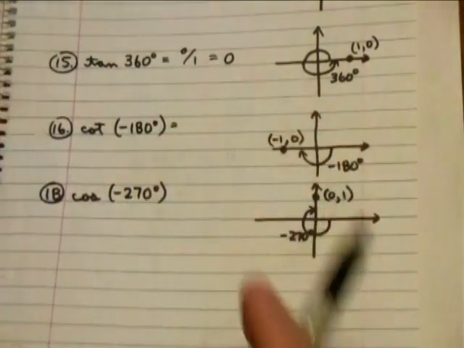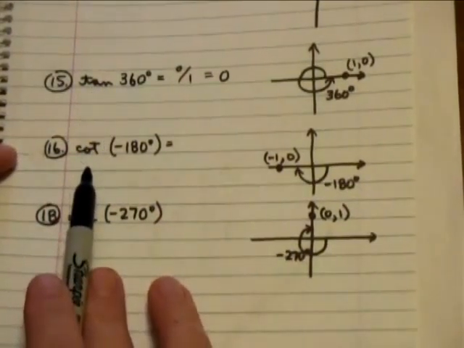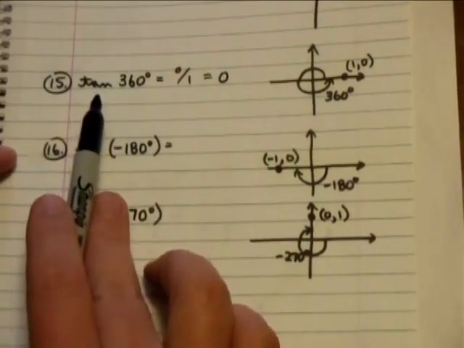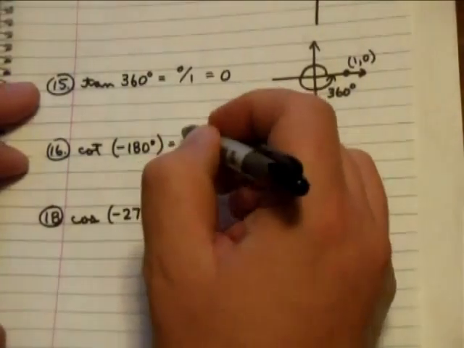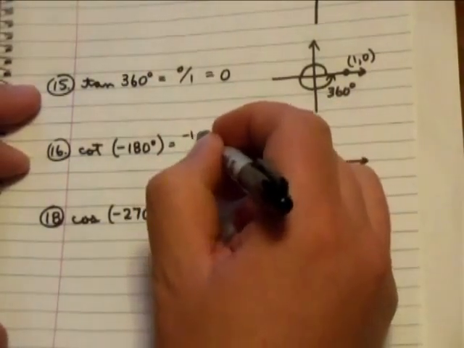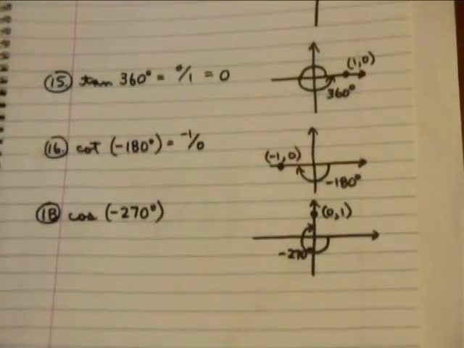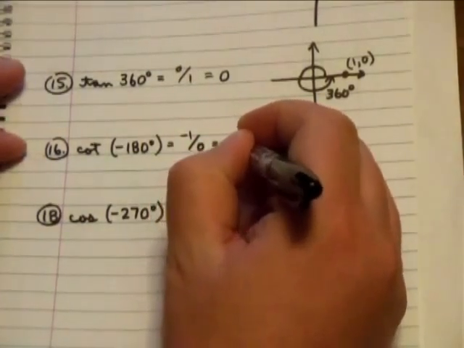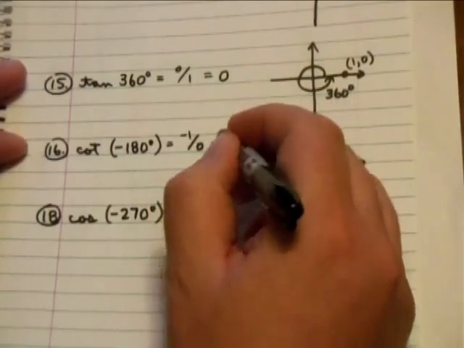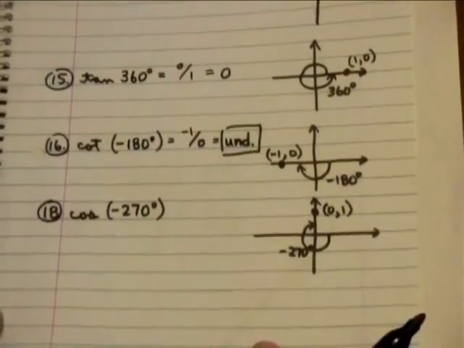Okay, so tangent, recall, is y over x, and cotangent is the reciprocal of tangent, so cotangent is x over y. In this case, the x-coordinate is negative 1, and the y-coordinate is 0. But notice that this fraction has 0 in the denominator, so our result is what's known as an undefined result. And so that's what we would answer on this: cotangent of negative 180 degrees is undefined.